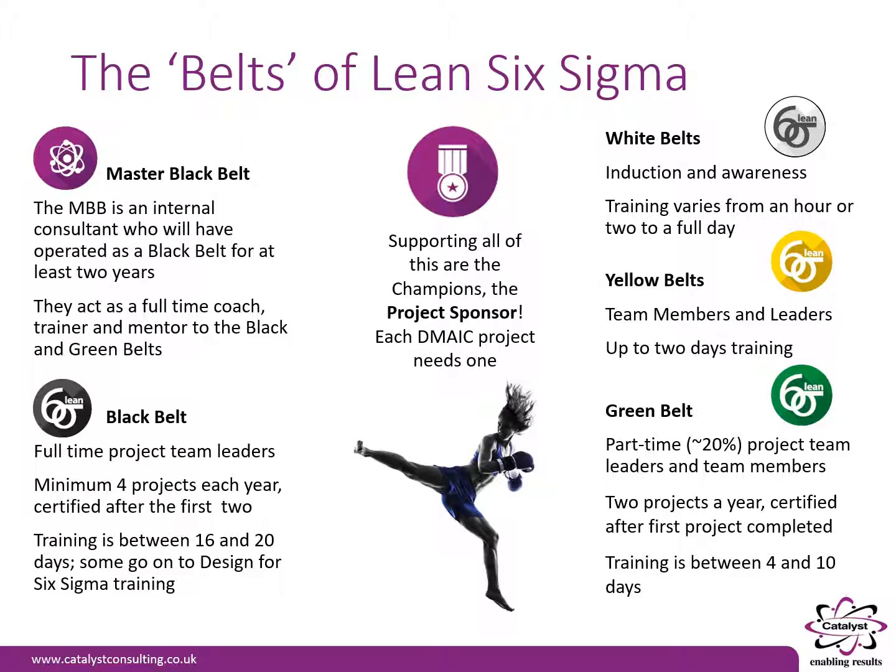Yellow belts are team members and leaders of smaller scale local improvement activities. Training for them takes up to 2 days. And white belts have induction and awareness training into Lean Six Sigma. Supporting all of this are the champions or project sponsors. Each DMAIC project needs one. Their role is to support the project leads, review progress and help with decision making, overcoming obstacles and representing the project elsewhere in the business.